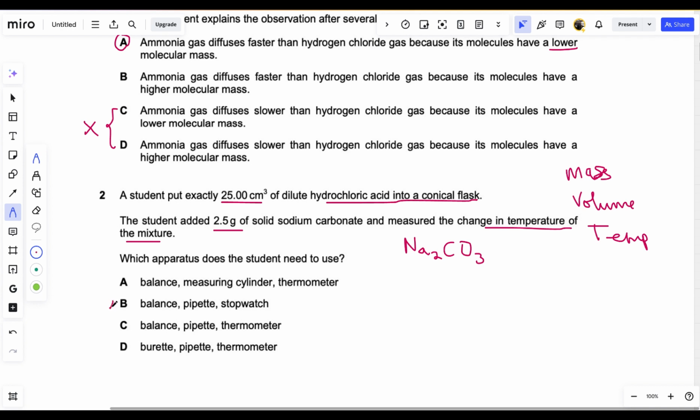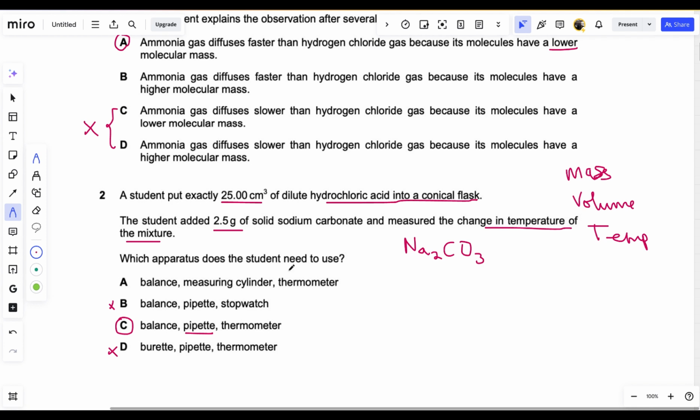C, you say a balance for mass, which is correct. Pipette for volume and thermometer for temperature, I think C is correct. D, burette for volume, pipette for volume, so you cannot have volume twice. So D is absolutely wrong. B and D are absolutely wrong. You're left with A and C to choose from. A and C are correct, but why we choose C is because in chemistry, pipette and burette are better measuring devices for volume.